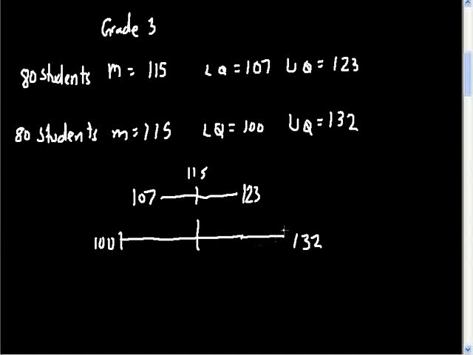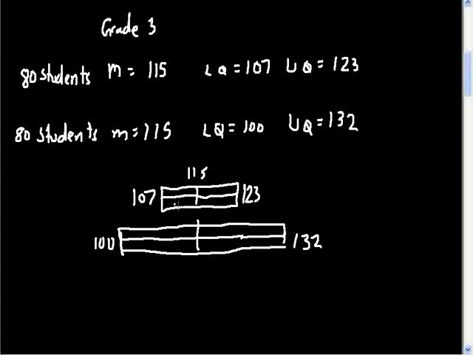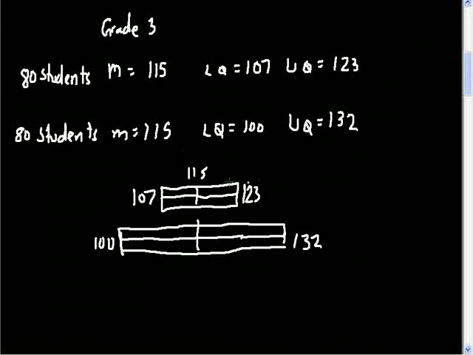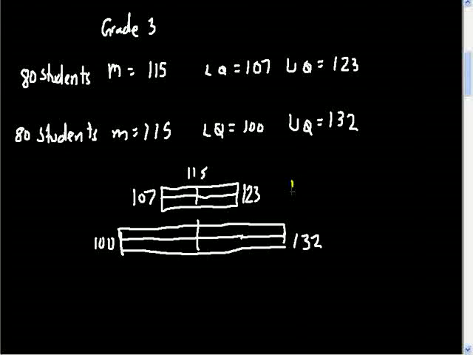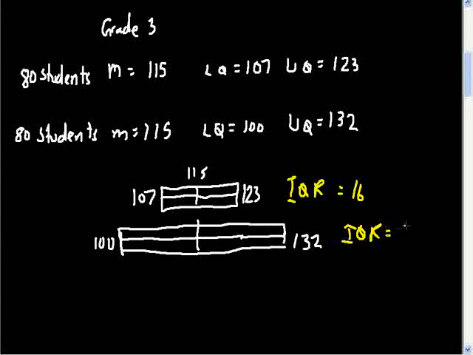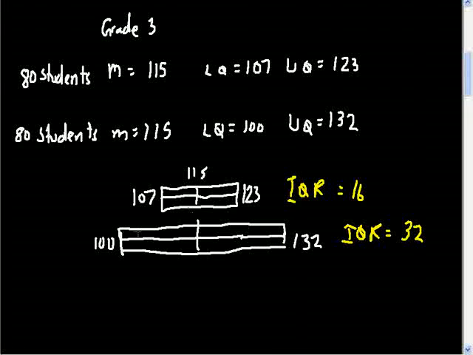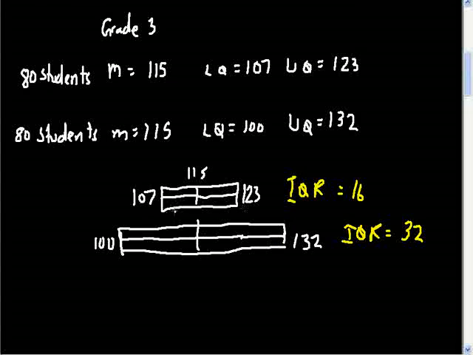If the interquartile range is bigger for a certain data set, measuring the same sort of thing, you could say that data set has a larger variation than the other. Here the interquartile range is smaller. The IQR is 16 here, whereas the IQR here is 32. So there is larger variation in this group than in this one.